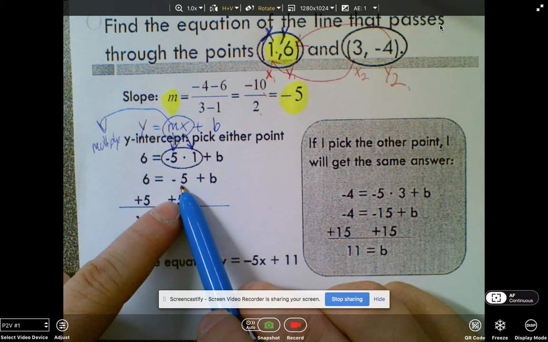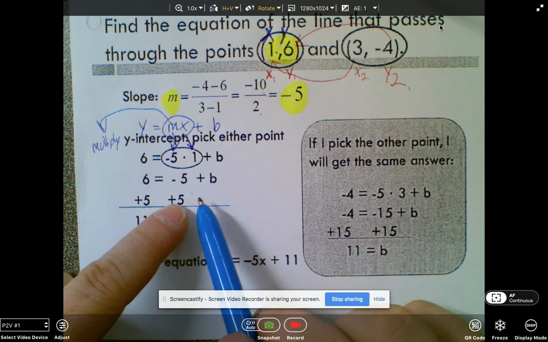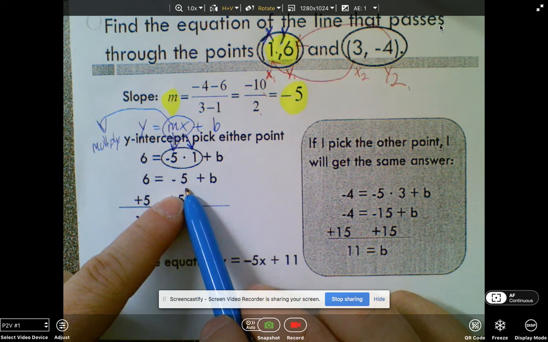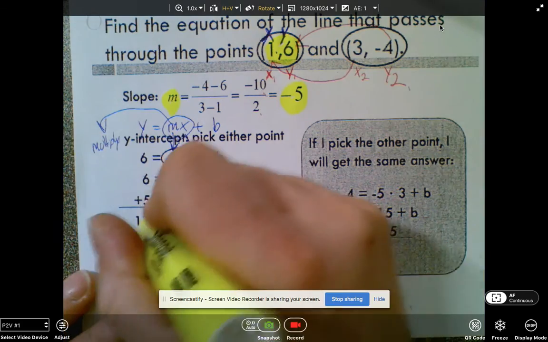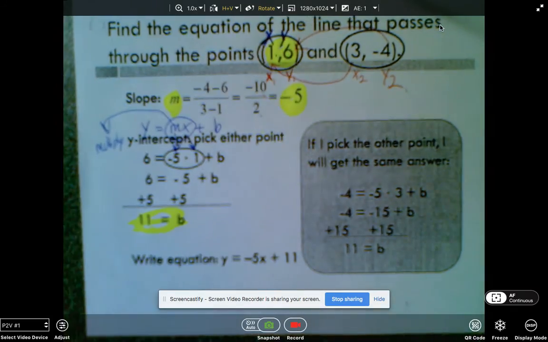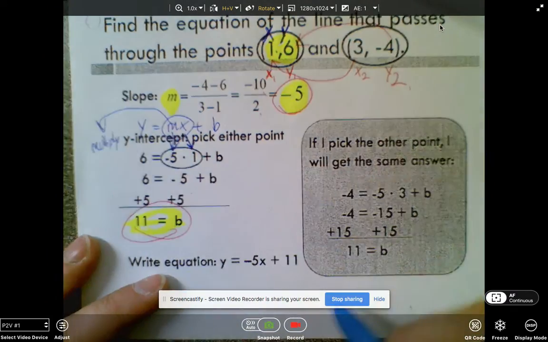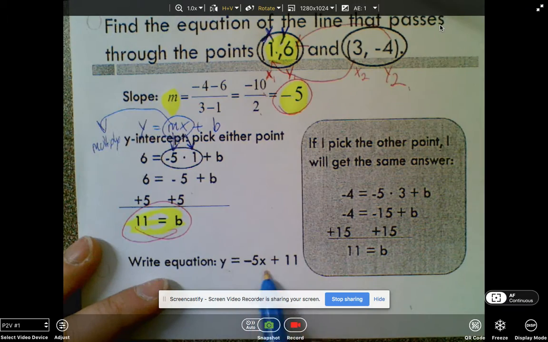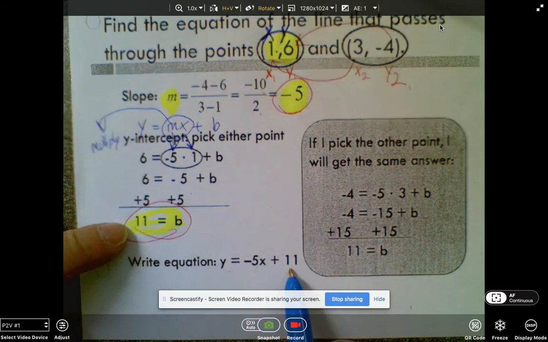-5 times 1 is -5. And then you've got to get b alone. So what's the opposite of -5? Yeah, you add 5 to both sides, and you get b equals 11. So now you have exactly what you need to write the equation. You have your m and your b, and you just plug it right in there. And so it's y equals -5x plus 11.